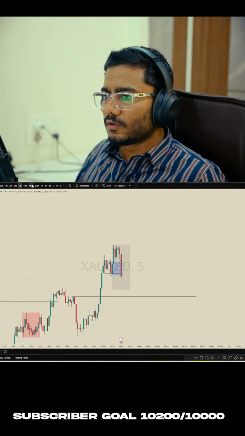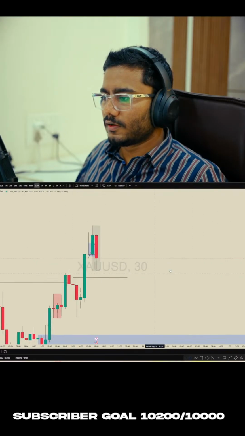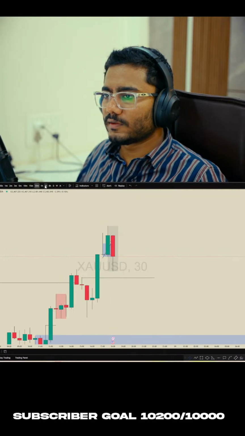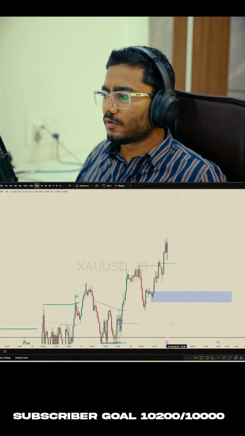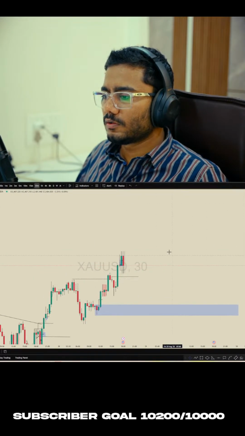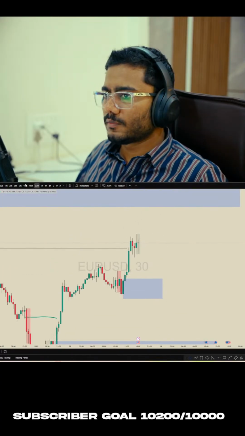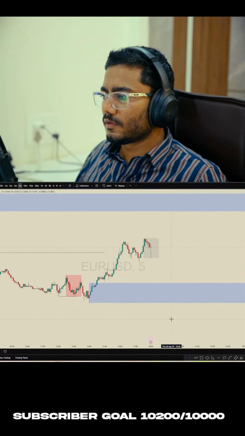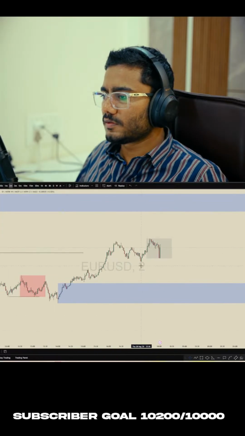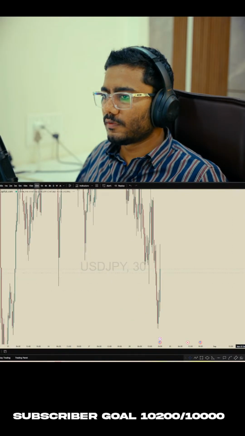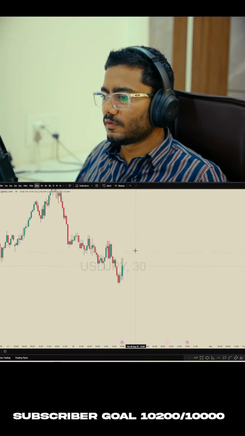Okay. So let's say if we are on 30 minutes, we can see the price is fulfilling the imbalance. And if this candle closes to the upside, probably we'll see a reversal like an upside move on gold. On Euro USD, it just tapped this order block. Let's see what we can get. USD JPY, it's going to the downside.